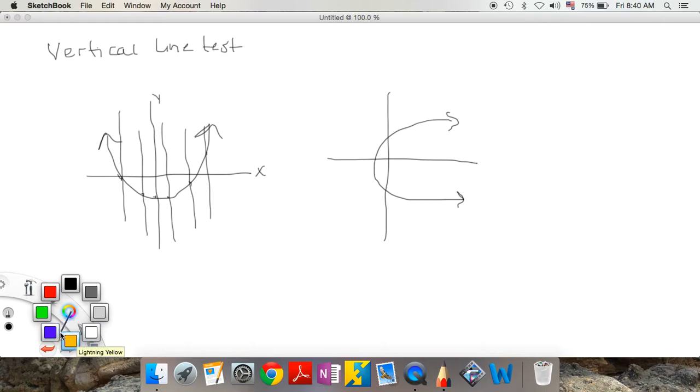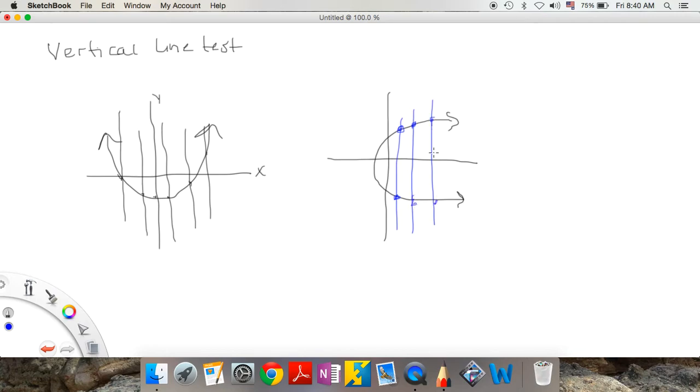Let's get a different color so we can see it a little easier. If we put the vertical line through here, notice we're crossing the graph in 2 places every time we go through here. So that means that this x coordinate has a y value here and a y value here. So it has 2 second coordinates, 2 y coordinates associated with it. So it is not a function. So a function has to pass the vertical line test.